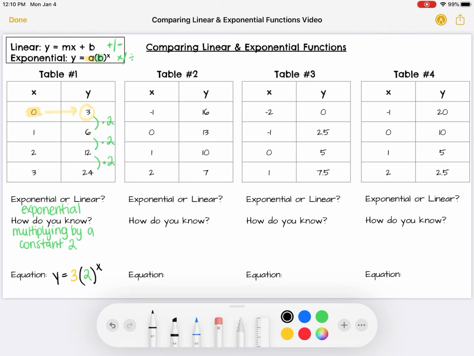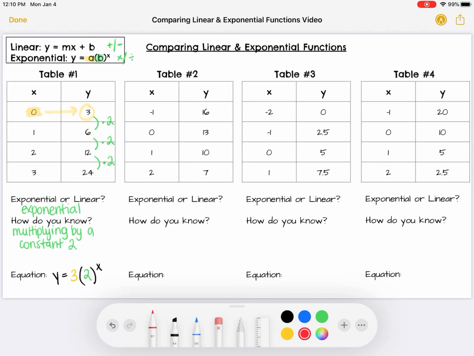Let's look over at table number 2. So again, I always start by looking at my y values to try and figure out what the pattern is. Is it adding, subtracting, multiplying, or dividing? So my y values are 16, 13, 10, 7. The first thing I notice is that this time they are decreasing. Okay, so that means I'm going to see, is it subtracting by a number or is it dividing by a number? So let's try out subtracting.